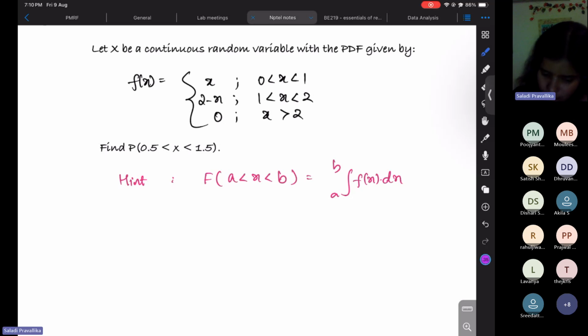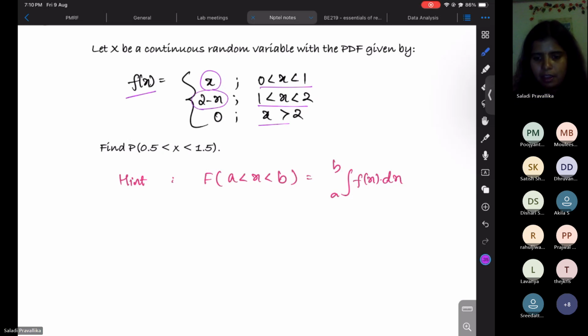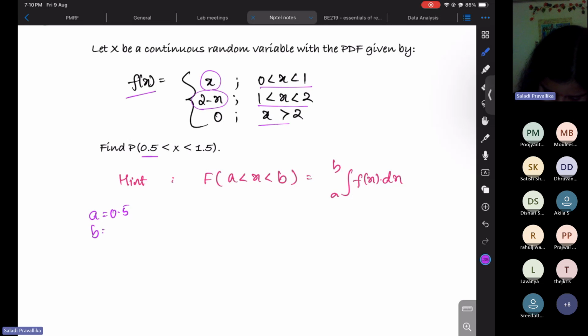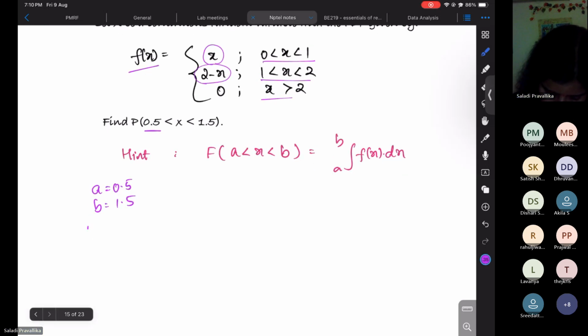Okay, so we have this function f of x, and at every point it has a different output value. If x is between 0 and 1, it is represented by x. If it is between 1 and 2, it is 2 minus x. And if it is greater than 2, it is completely 0. Right? So now, what do I want? A is equal to 0.5 and B is equal to 1.5. So f of 0.5 less than x less than 1.5, we'll just solve it.